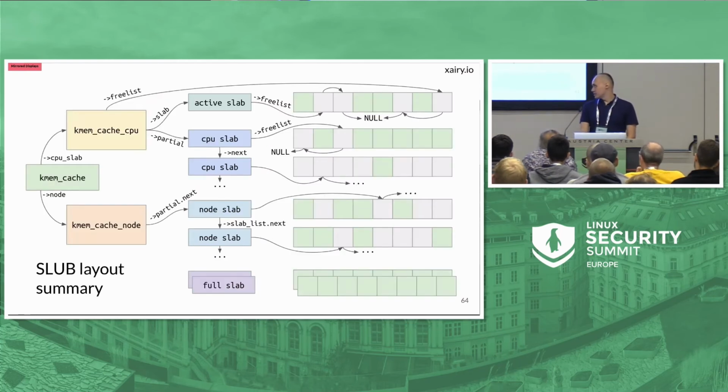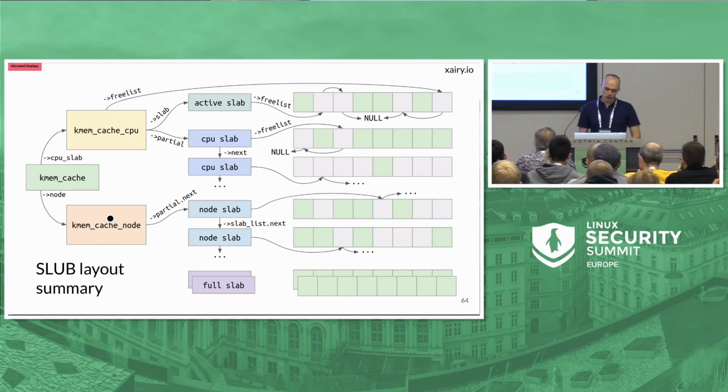All right, and as a summary, this is the layout that we have. We have kmem_cache with one kmem_cache_cpu for each CPU. The kmem_cache_cpu has two different types of slab. We have the active slab with two different free lists. Allocation happens from here first. We have a list of per CPU partial slabs. Each has just a single free list.